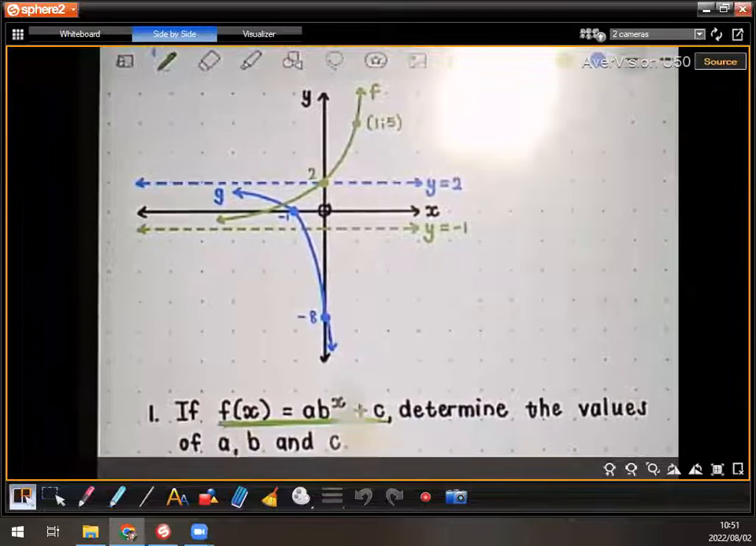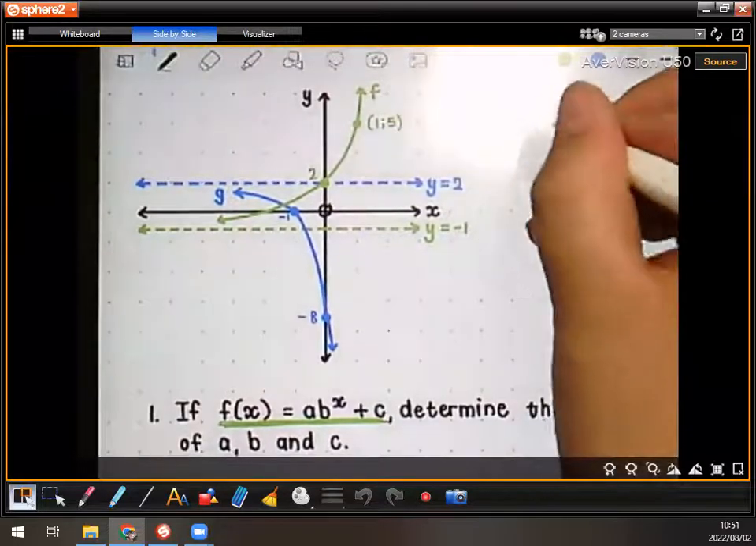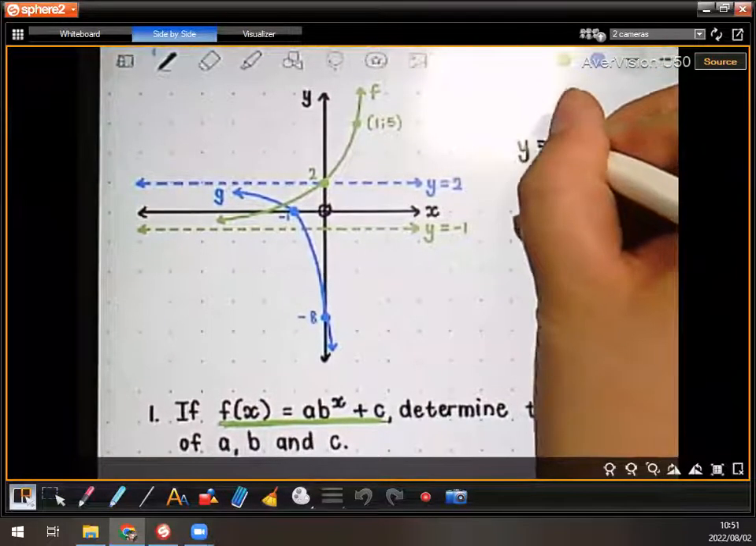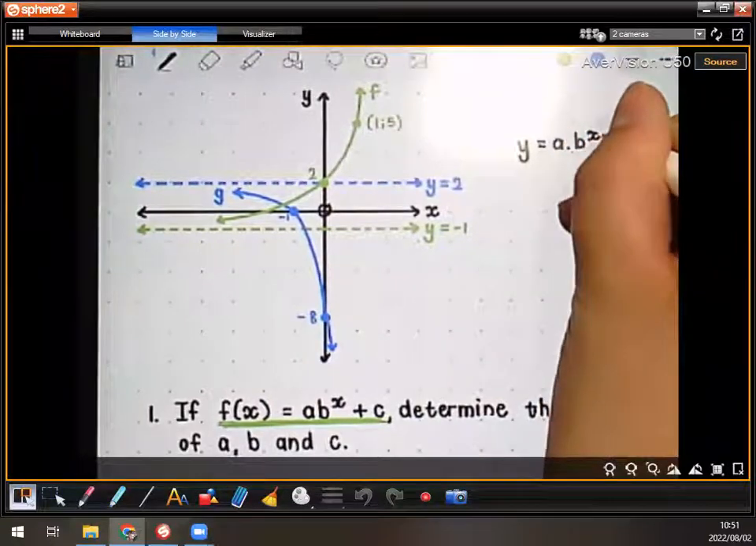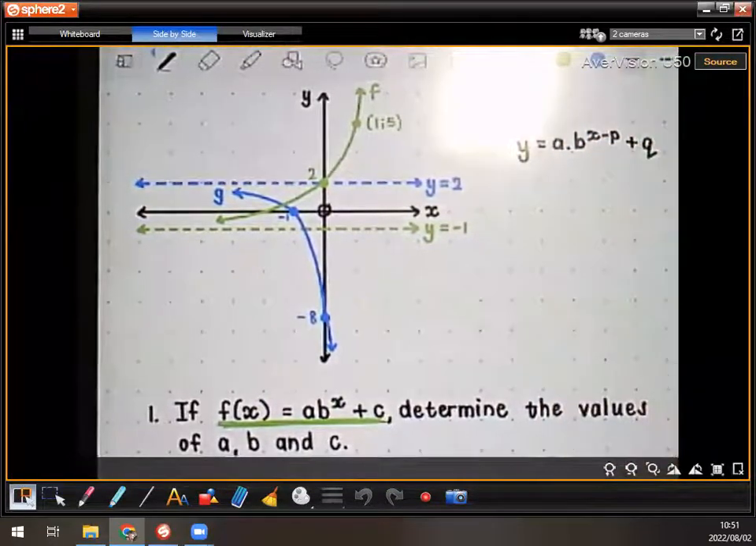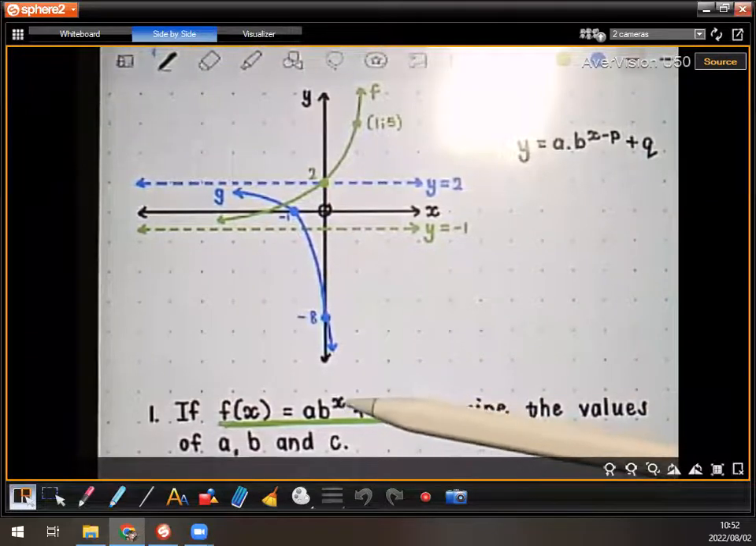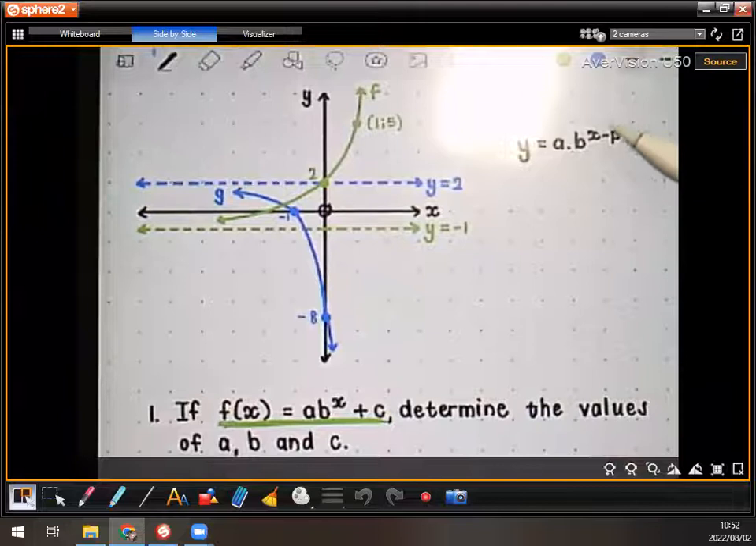Because they're saying here f of x, which is the green graph, is equal to a b to the power of x plus c. Now guys, you see that this equation that they've given you is different from the standard form that we learned, right? What did we learn for the standard form of an exponential graph? We said that y is a times b to the x minus p plus q. But now they're using different notation. Firstly, there's no p value in this equation that they've given us. So that's actually nice. We don't have to solve for p. Okay, one less variable to worry about.